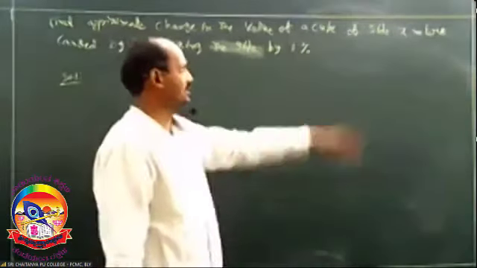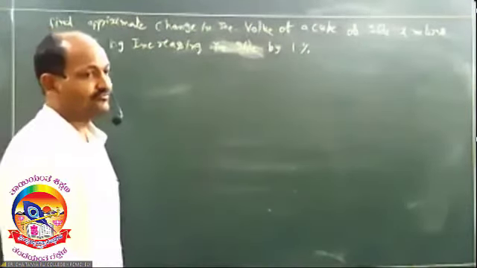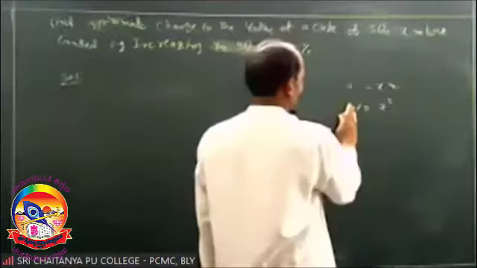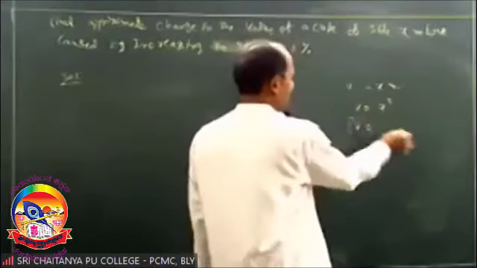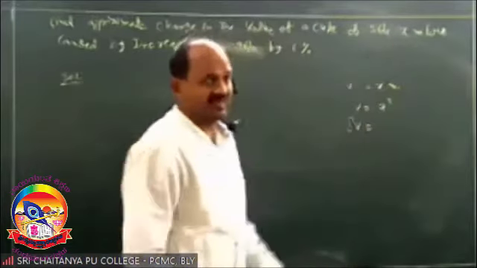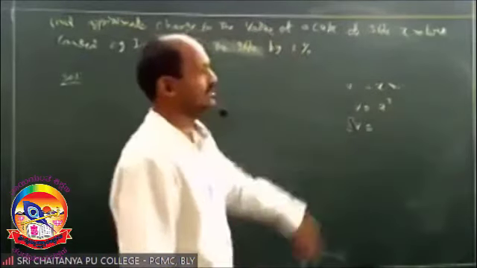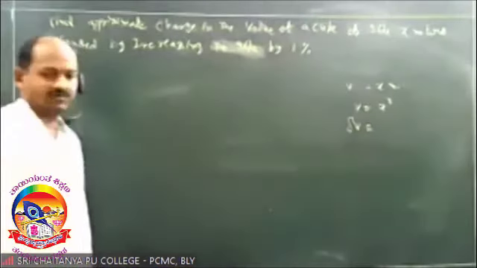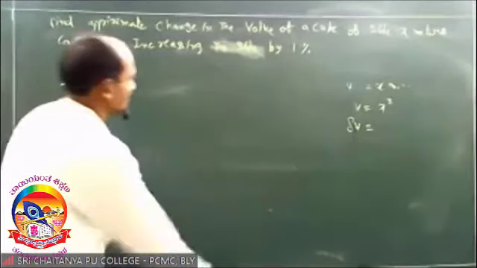It is given x meters, caused by increasing the side. So find delta V. The side of the cube is given as x meters, and the volume of the cube is x cubed. Then find delta V. Here the side is increasing, so delta x is 1% of the side x, which means x divided by 100.